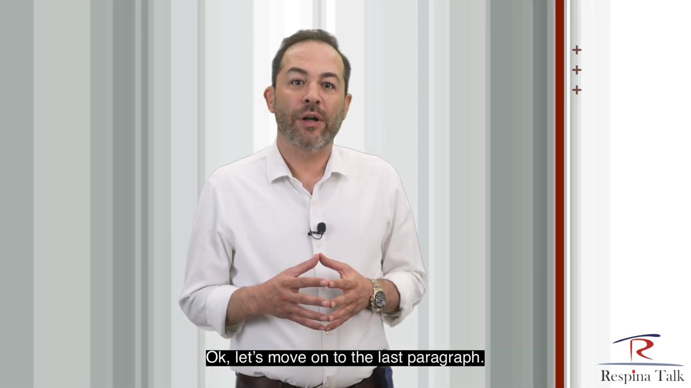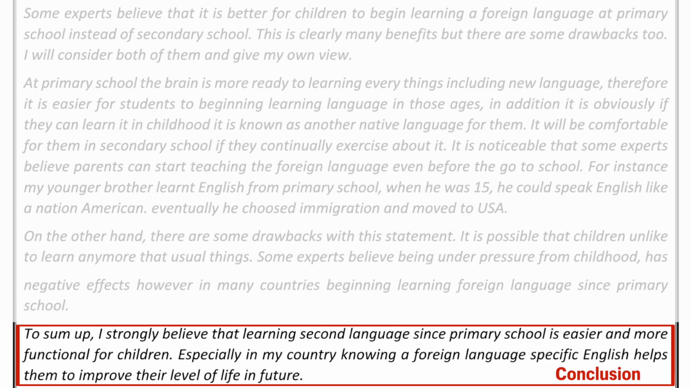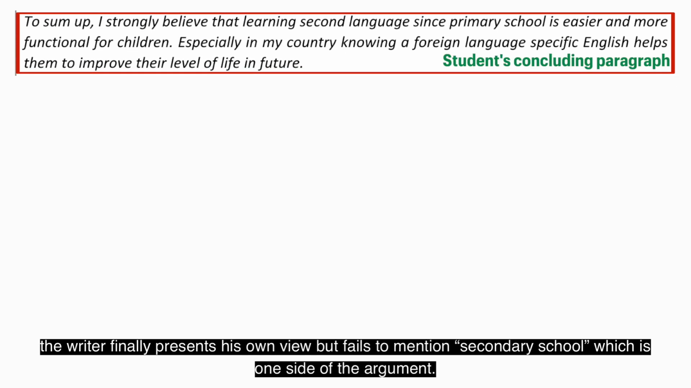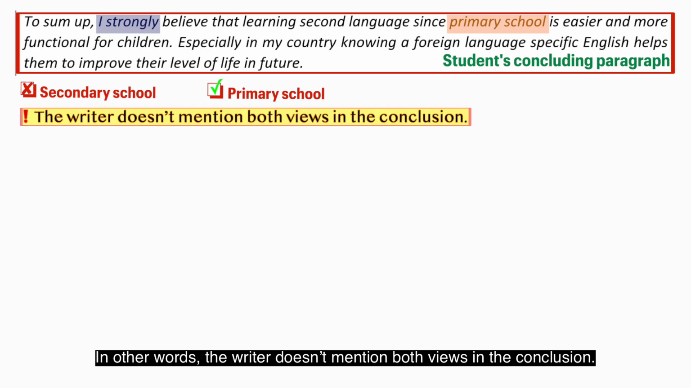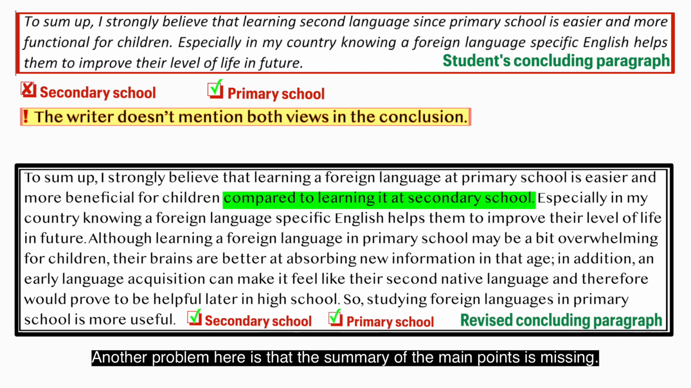Okay, let's move on to the last paragraph. In the conclusion, the writer finally presents his own view, but fails to mention secondary school, which is one side of the argument. In other words, the writer doesn't mention both views in the conclusion. Therefore, I added "compared to learning it at secondary school" to the first sentence, so that both views are mentioned here. Another problem here is that the summary of the main points is missing.